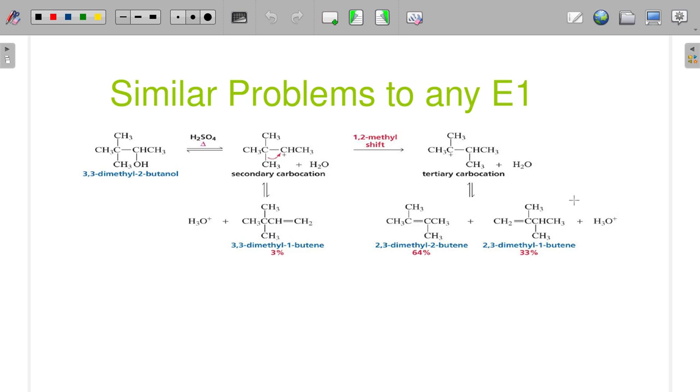Now, we do have to worry about rearrangement since the first step after we've protonated our alcohol is to make a carbocation. We will see rearrangements occur. There's not an easy way to avoid it if you're using acid and heat.